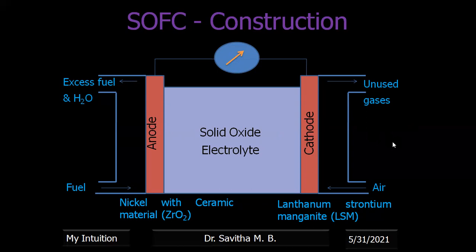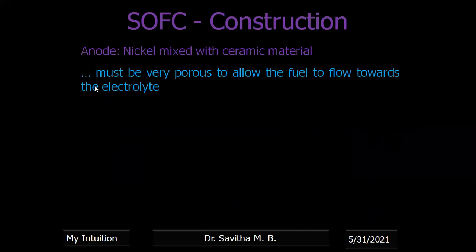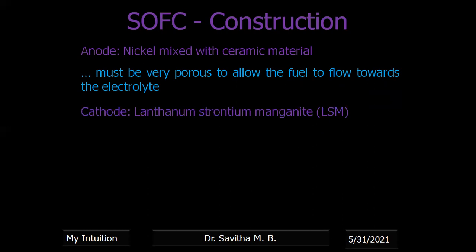Now the anode is made up of nickel mixed with the ceramic material, and the only thing is the anode electrode should be very porous, and it should allow the fuel to pass through the electrode. That means it has to go to the electrode and therefore go to the electrolyte. Electrolyte is taken in the central compartment. From the anode, it has to allow the fuel ions to diffuse through it. Therefore, it should be highly porous.